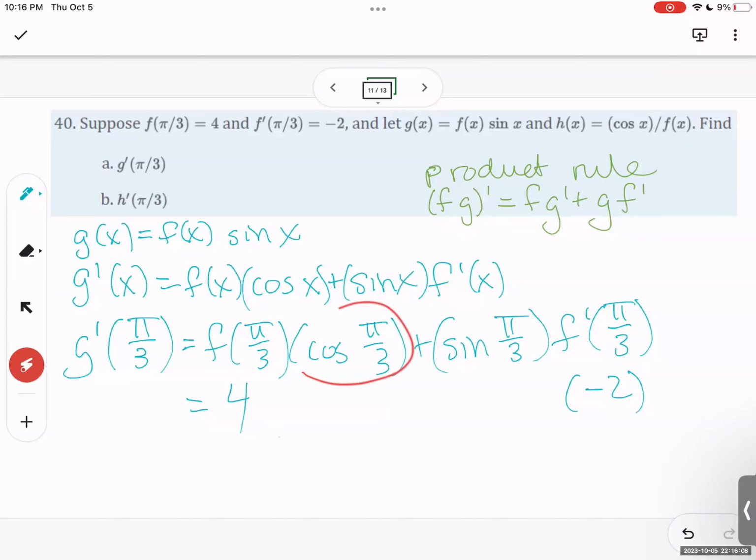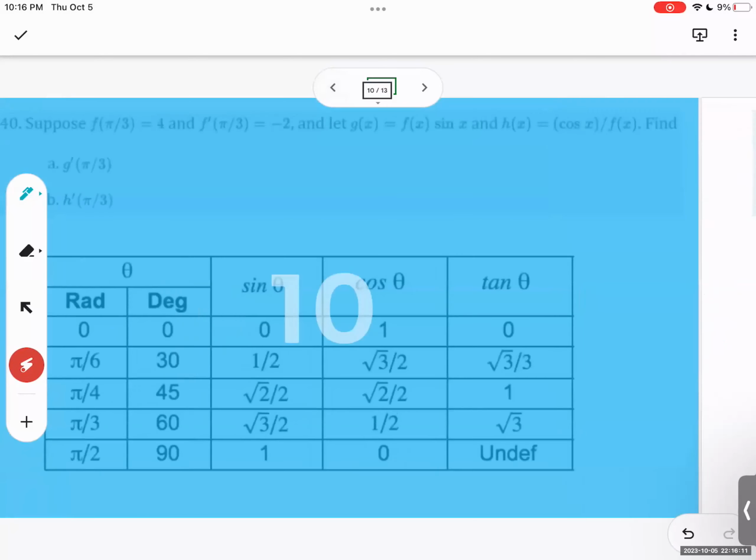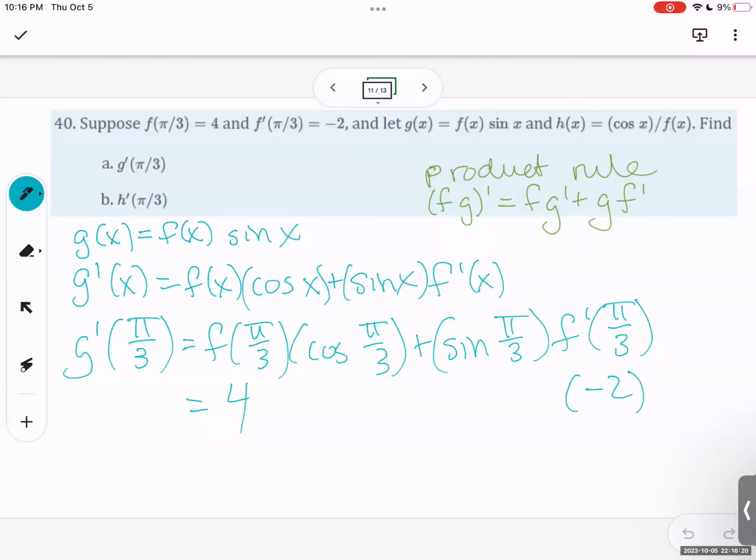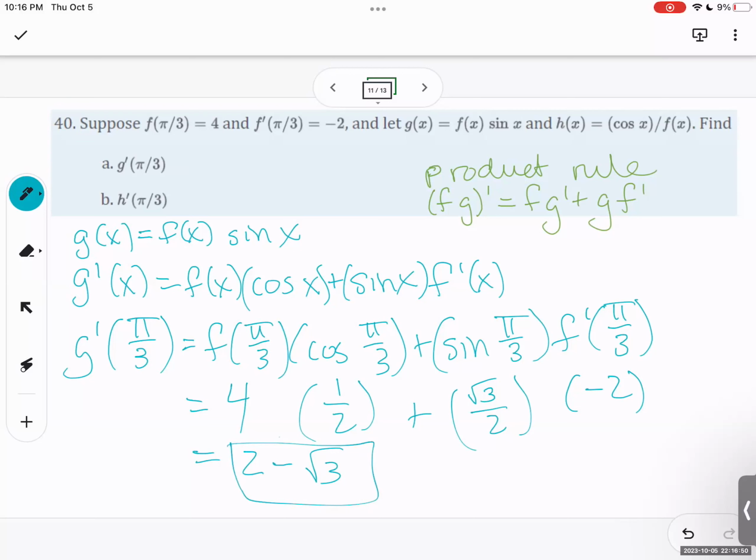Now I need to know cosine of pi over 3 and sine of pi over 3. We can flip back. Cosine is 1/2. Sine is √3 over 2. And then we add these. 4 times 1/2 is 2. √3 over 2 times -2, we can erase this and write minus √3. We can't simplify anymore. So here's our answer.